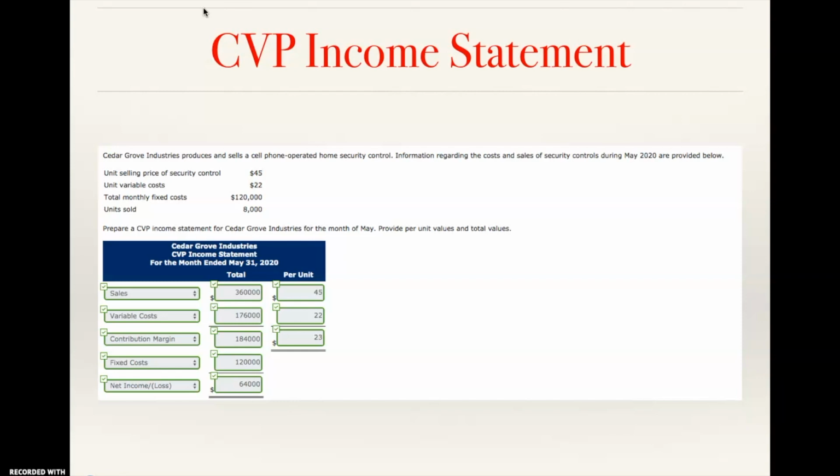Now that we have the sales and the variable cost, we subtract those both to get the contribution margin, which equals 184,000. But to make sure that's correct, you subtract 22 from the unit selling price of 45 to get 23. If you do 23 times 8,000, you should get 184,000. The next step is to add in the fixed cost, which is 120,000. Once added, you subtract the fixed cost from the contribution margin to get the net income, which equals 64,000.